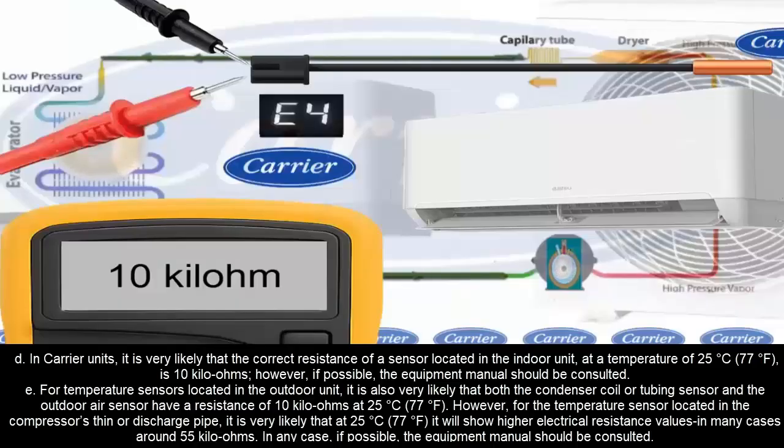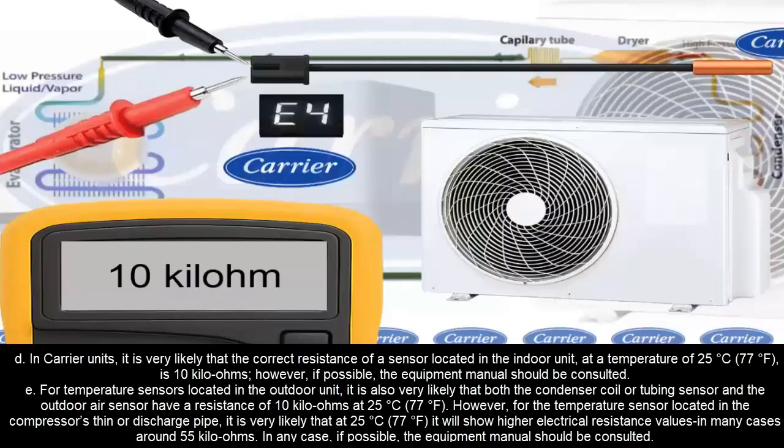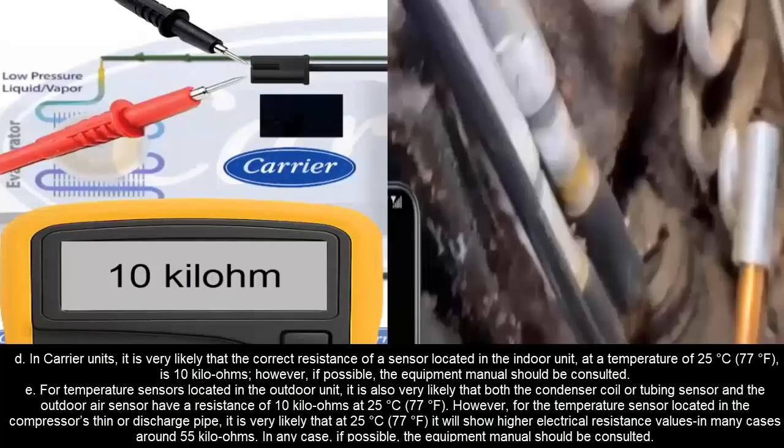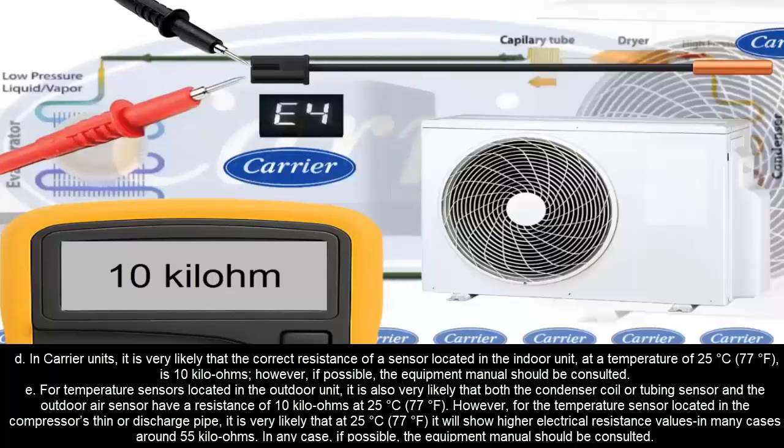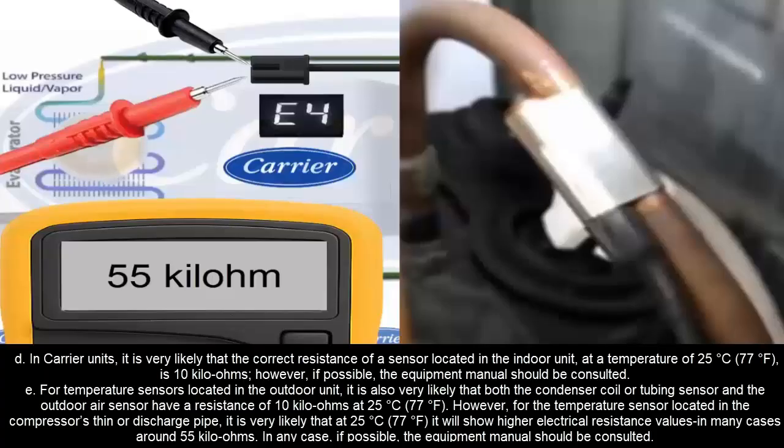D. In Carrier units, it is very likely that the correct resistance of a sensor located in the indoor unit at a temperature of 25 degrees Celsius or 77 Fahrenheit is 10 kiloohms. However, if possible, the equipment manual should be consulted. E. For temperature sensors located in the outdoor unit, it is also very likely that both the condenser coil or tubing sensor and the outdoor air sensor have a resistance of 10 kiloohms at 25 degrees Celsius or 77 Fahrenheit.